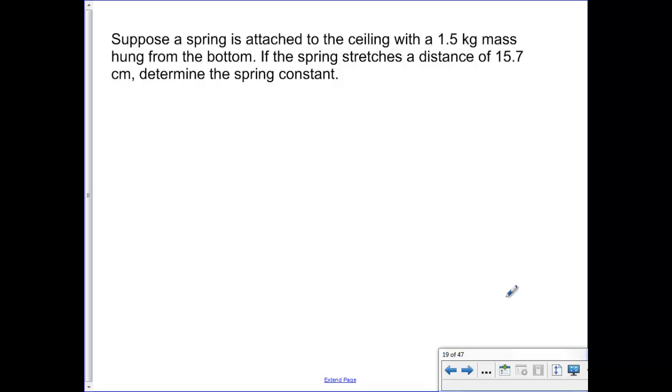Using this, we can now work backwards and find that spring constant. So let's do this example here now. Hopefully that made sense. I hope you could see that somewhat. Sorry if you couldn't.